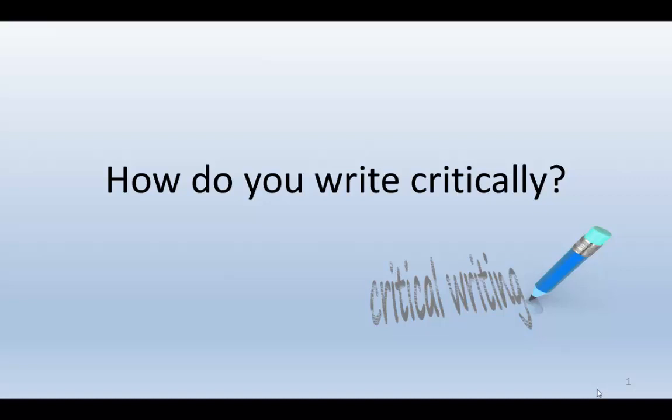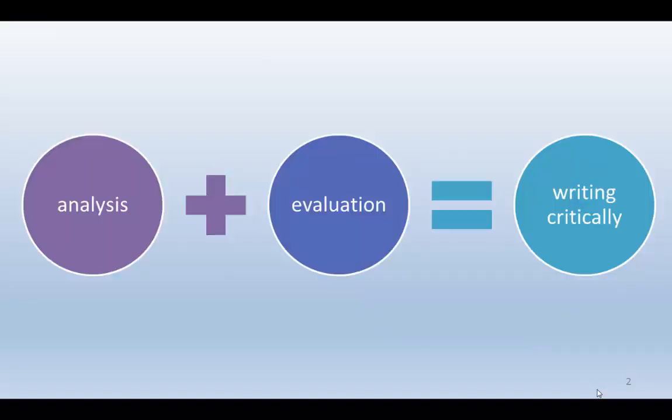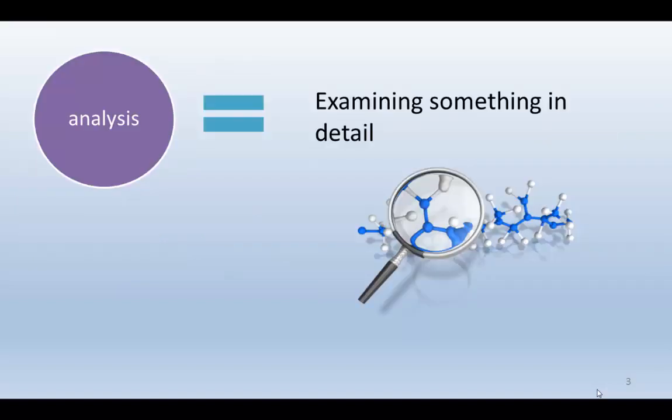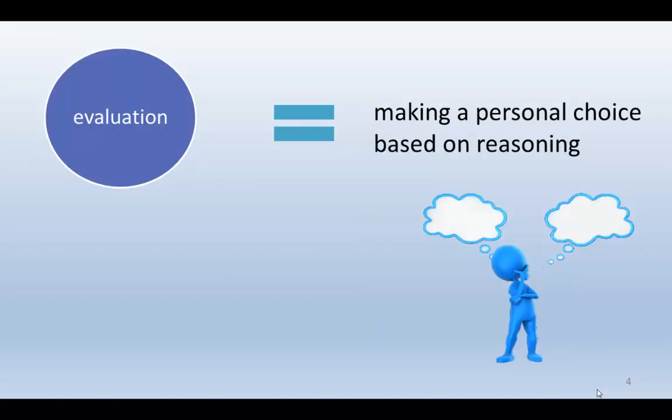Now that you've finished your task and you've submitted your report, let's have a look at an example of a report where the writer has written critically. Writing critically involves analysis and evaluation. Those two things are really important. Analysis means examining something in detail, whereas evaluation means that you make a personal choice based on your reasoning. And we're going to see examples of these two things in this report.